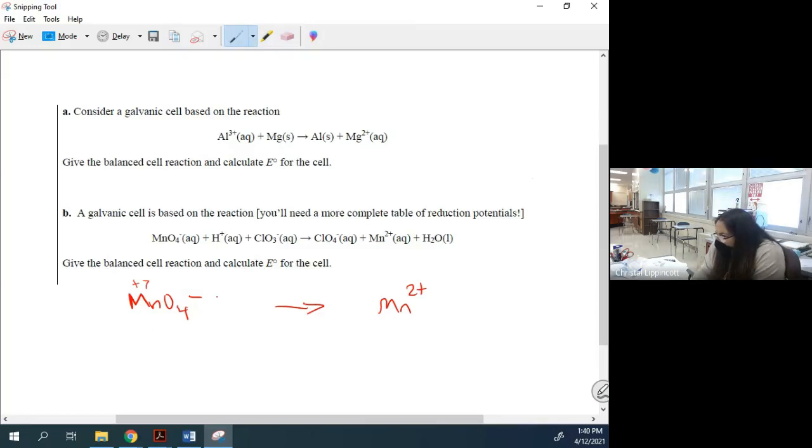So that would be plus 5 electrons, gives us this. And then our ClO3 minus will give off 2 electrons to get to ClO4 minus. So yes, the manganese is reduced and the chlorine is getting oxidized. Good job.